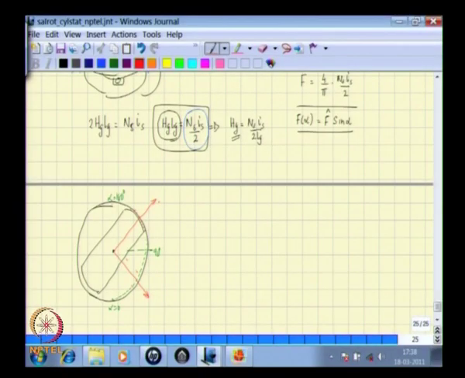So this axis let us call the D axis, this axis let us call the Q axis. The word D generally stands for direct axis, direct referring to the axis of the rotor pole structure, and Q standing for quadrature.